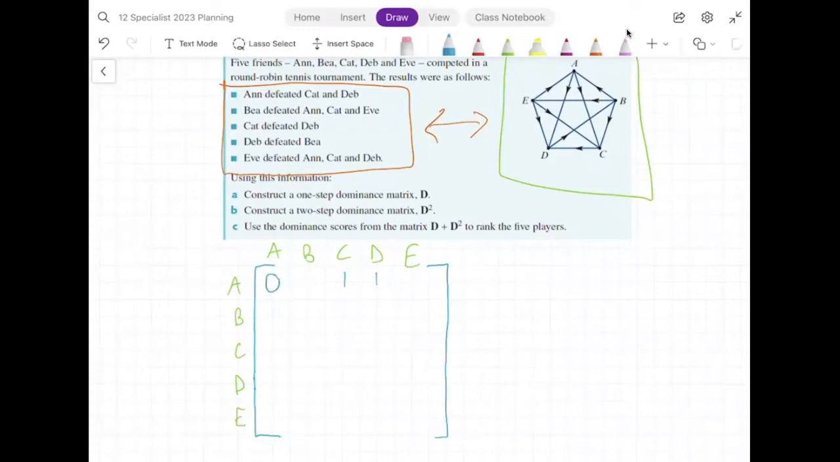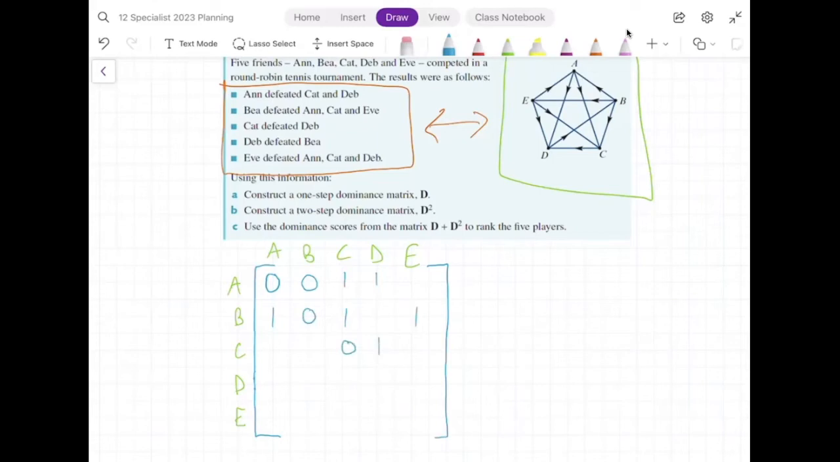Now, if I look at B, B defeated Anne, so we get a 1 here. If B defeated Anne, then Anne also lost to B, so I can put a 0 up here for my B column. B also defeated Kat and also defeated Eve. And I'm not told about the other two boxes just yet. So Kat defeated Deb. I can put a 1 here for Kat defeating Deb. Also, I can put a 0 here again because B can't play B. And I can put a 0 here because Kat can't play Kat.